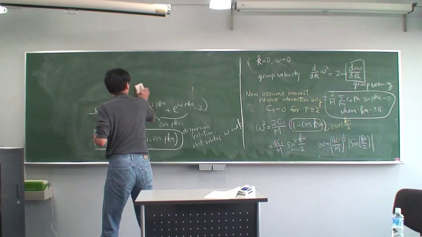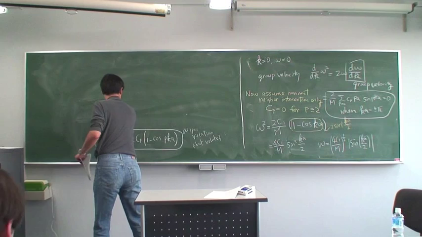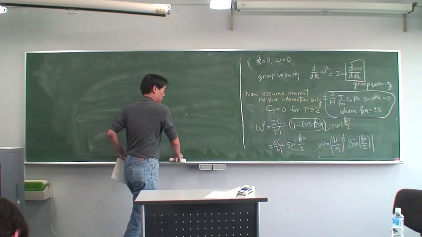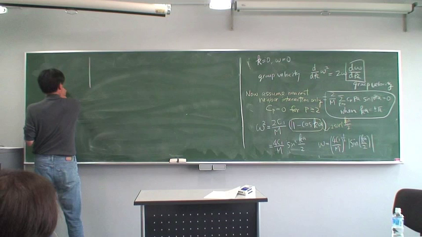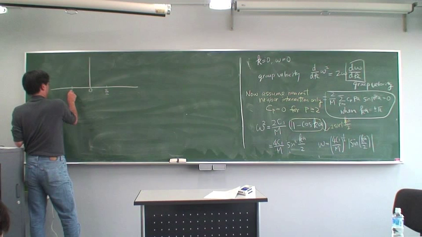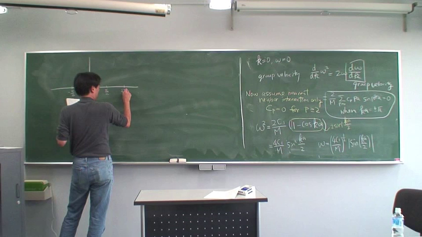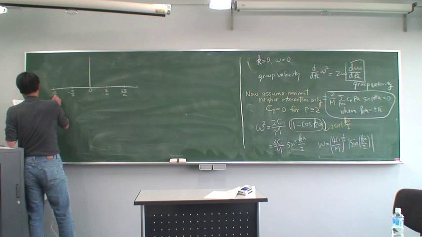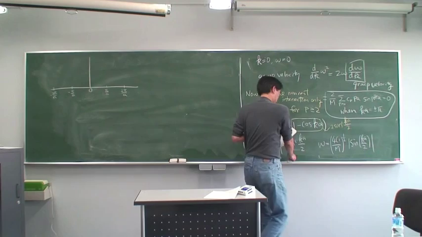So if I draw this graphically, what I get is the following. Here's zero, and this is pi over a. This is minus pi over a. Here's 2 pi over a and minus 2 pi over a. And you get something like this for the dispersion curve.